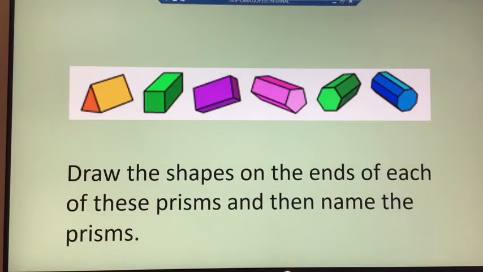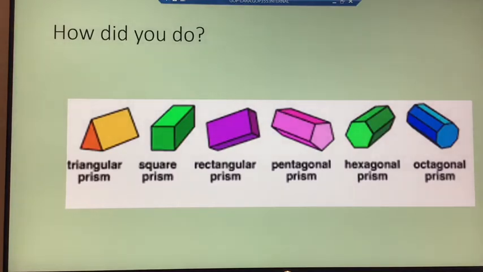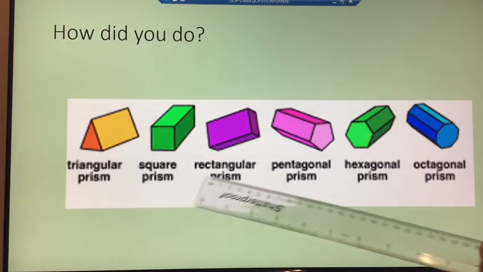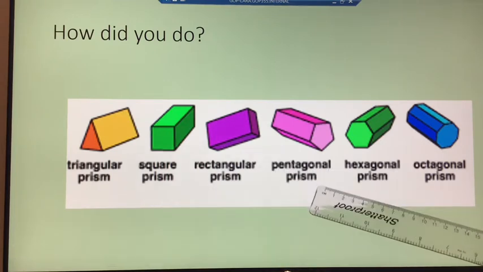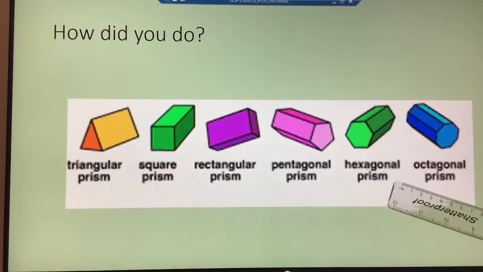Can you draw the 2D shape on the ends of each of these prisms and then name the prism using the 2D shape that you've identified on the ends? How did you do? So we've got a triangular prism, a square prism, a rectangular prism, a pentagonal prism, a hexagonal prism, and an octagonal prism.